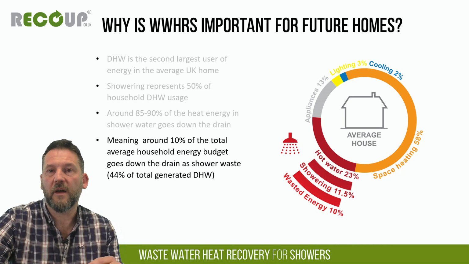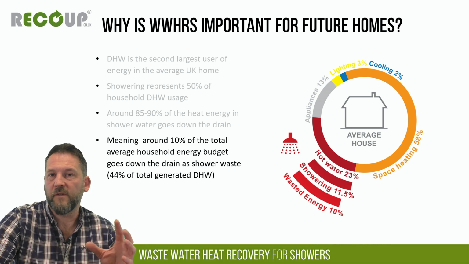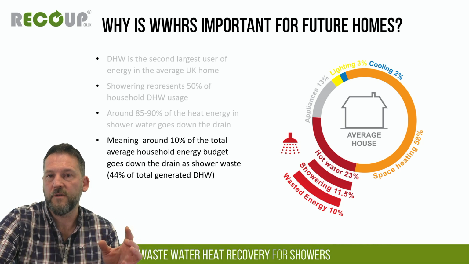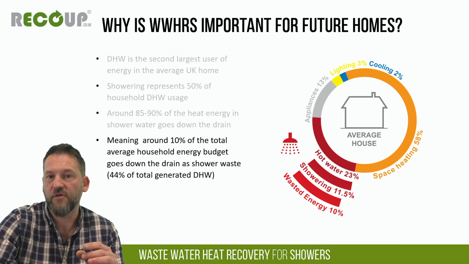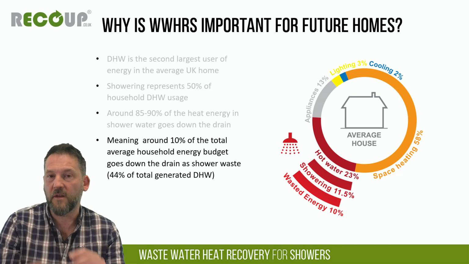So if we look at that historic average house, with 2/3 of the energy being used on space heating, and around 23% on hot water generation, if 50% of that hot water use is for showering, and we're throwing 85% down the drain, that's potentially around 10% of a home's energy budget that can be lost down the drain. So it really is quite important.